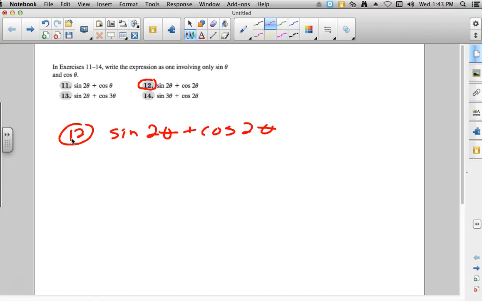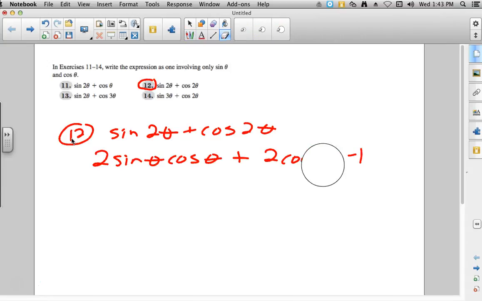So instead of the sine of 2 theta, we would put in 2 sine theta cosine theta, using our double angle for sine formula. And then instead of cosine 2 theta, we would use 2 cosine squared theta minus 1. And what we're looking for now is, do we just have theta? There are no more double angle pieces in there, and there's nothing else that we can put together. So technically this one would be done as is.